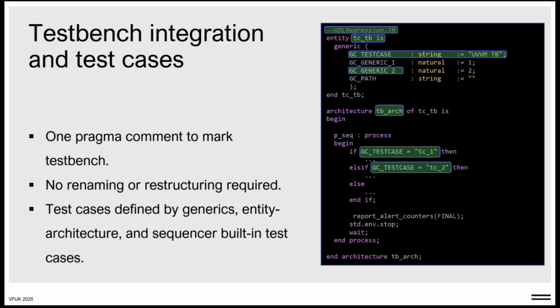So when HDLRegression finds this test bench pragma, it will start to build the test suite structure. And there are several parameters that create a test case. First, we have the test bench entity. This can have one or more architectures, and each will be one test case. Next, we have generic values on the entity, and any combination of these with the architectures will again define test cases. And finally, we have the option of having test cases inside a single test bench sequencer. And these test cases are usually small unit tests.